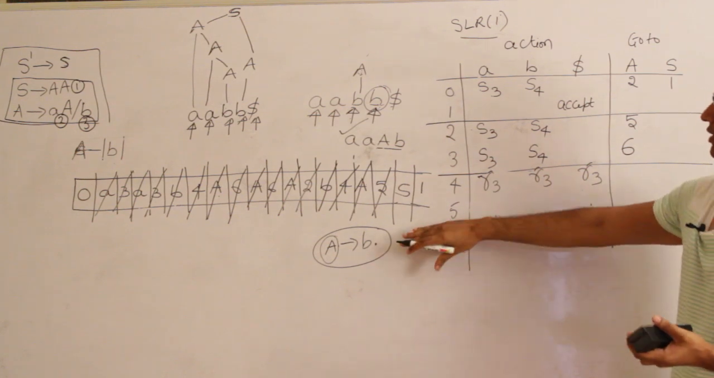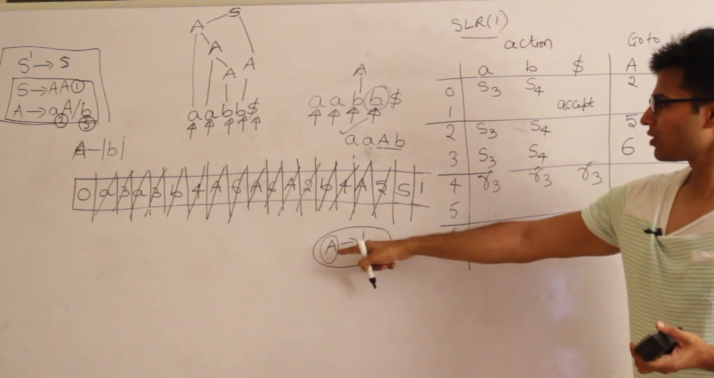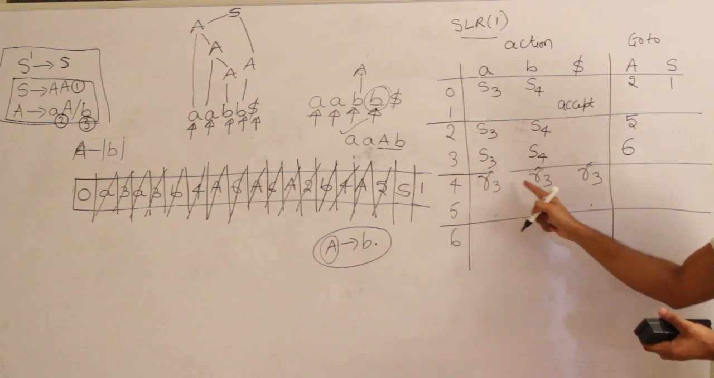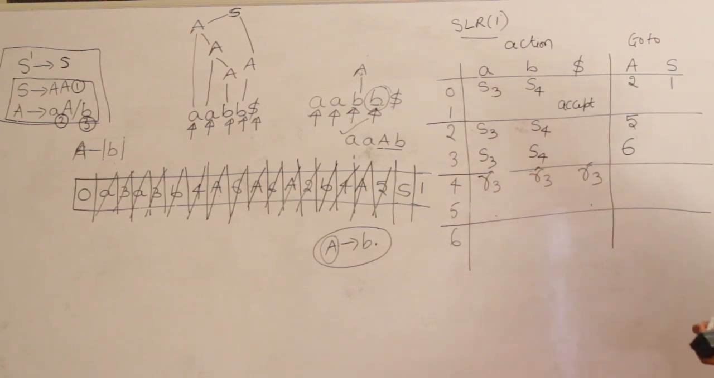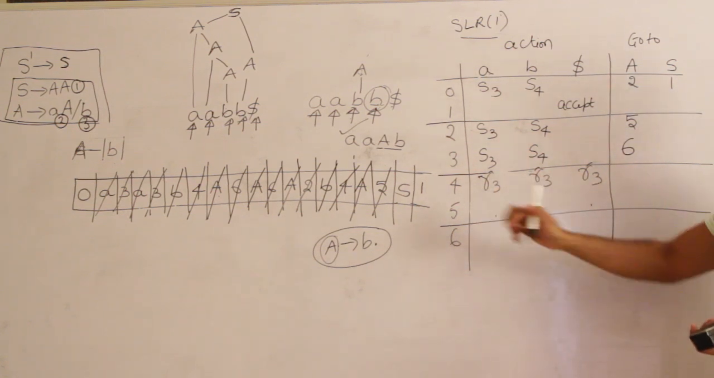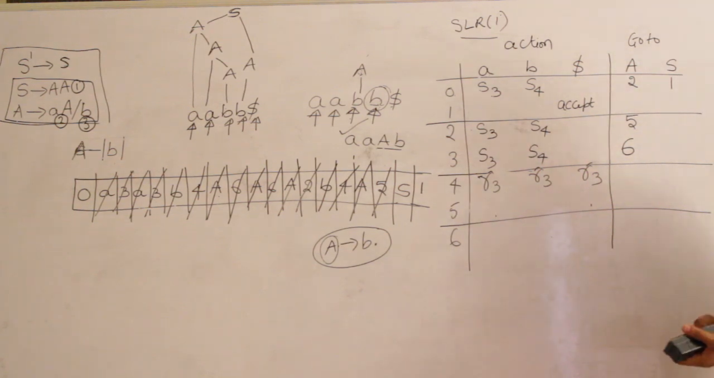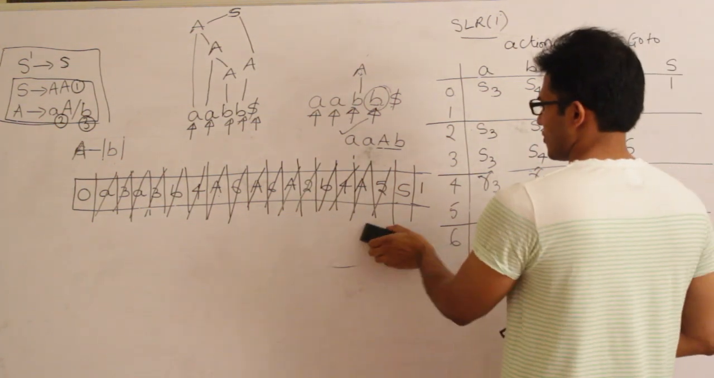So we found out that we have to place this one in follow of A, and follow of A is containing A, B and dollar. That is why I placed it here. And next one is, let us say, the next state 5.